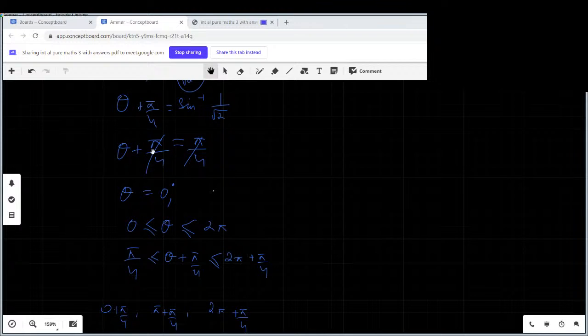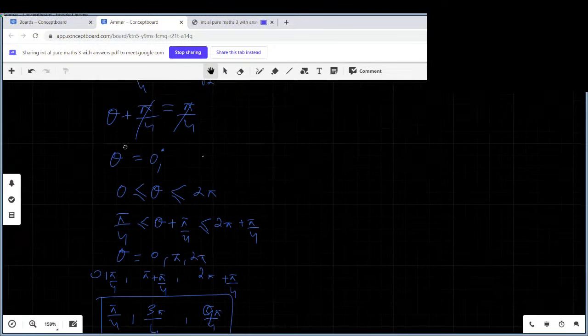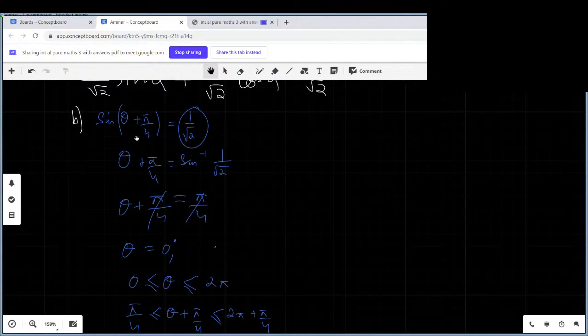Or if you want to give in terms of theta, it will be 0, pi by 2 and 2 pi. This is for theta plus pi by 4. These answers are for theta plus pi by 4, and if you want to give just for theta, theta will be equal to 0, pi, 2 pi. It's simple. You just take this thing, it has come equal to this, you take sine inverse of the other side, theta is equal to 0, and then you give all the values where it will be repeated, 0, pi and 2 pi.